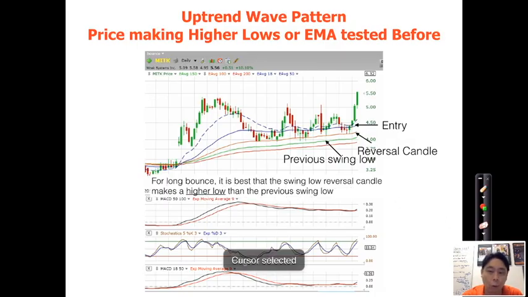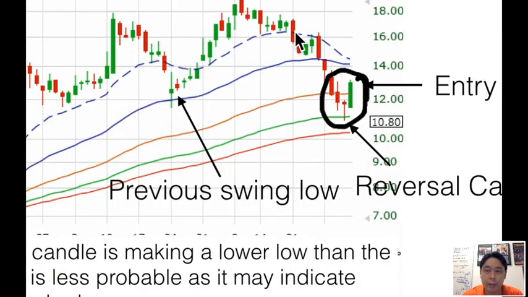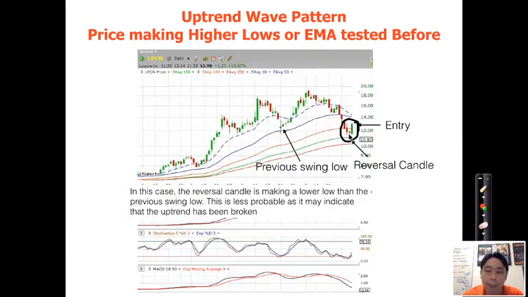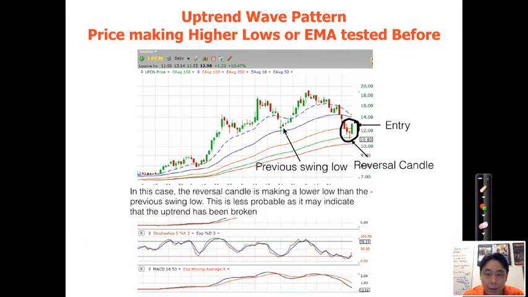Let me tell you one that I will not take, okay? So this one over here. So you can see that this is a bounce, right? That's a single candle reversal pattern. It's a confirmation candle, looks nice. But this reversal candle is making a lower low than this previous swing low. All right, so this swing low is lower than this swing low.